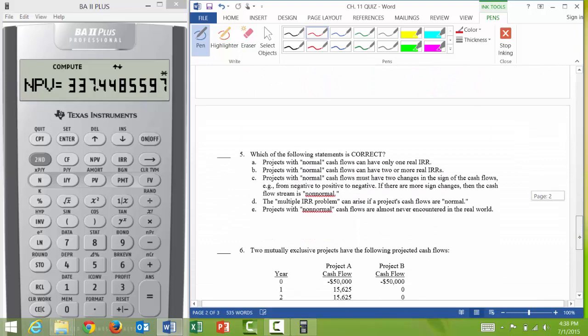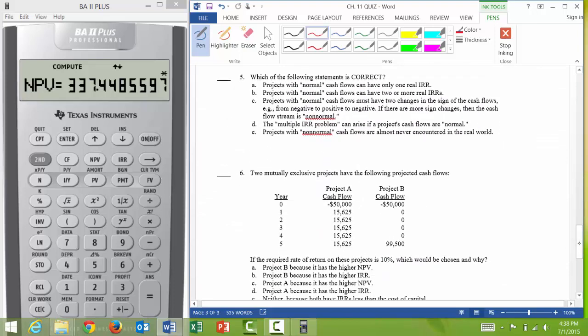And let's look at the next one. So the next one's not a calculation, but we'll just talk through it. So which of the following statements is correct? A, projects with normal cash flows can have only one real IRR. Well, that statement is actually true. That is correct.